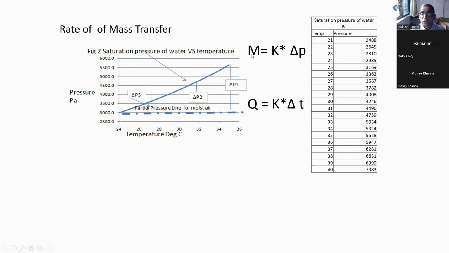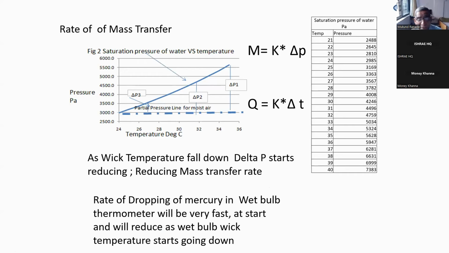So the mass transfer, as I say, is K into delta P, and heat transfer is K into delta T. So as the wick temperature falls down, delta P starts reducing the mass transfer rate. Initially, the mass transfer rate will be very high. As the wick temperature starts reducing, the temperature starts going down, and the rate of dropping of the mercury in the wet bulb thermometer will be slower and slower.